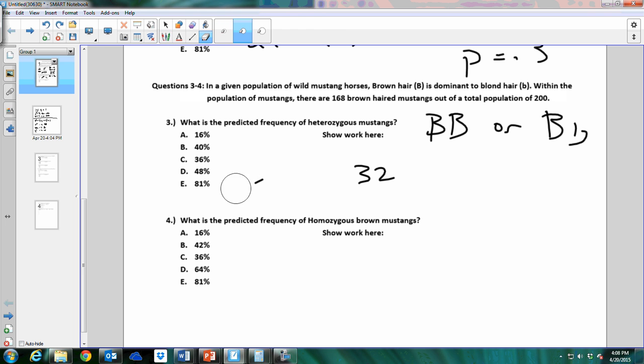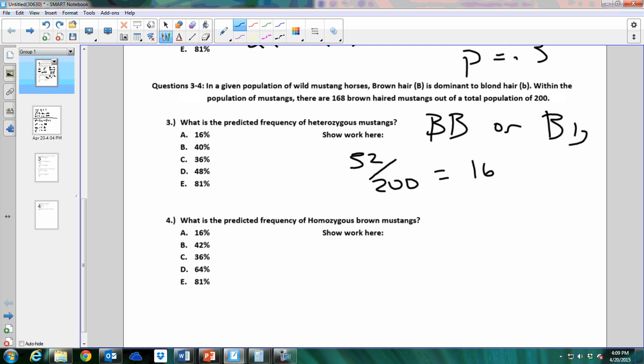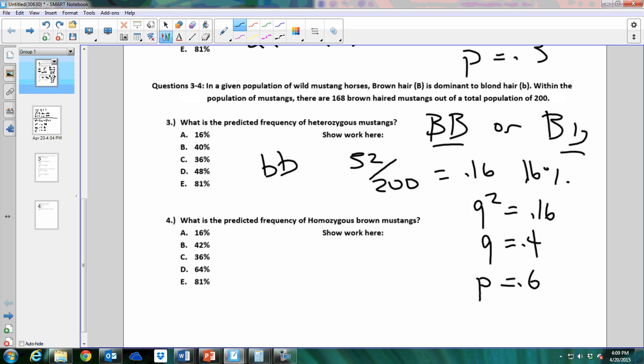32 out of 200 is 0.16, or 16%, and that's q squared. So q squared equals 0.16. Where did I get that? Well, if 168 have this or this, then the other 32 have little b, which is the recessive trait. So q squared equals 0.16, so q equals 0.4, p equals 0.6, because 1 minus q is p.